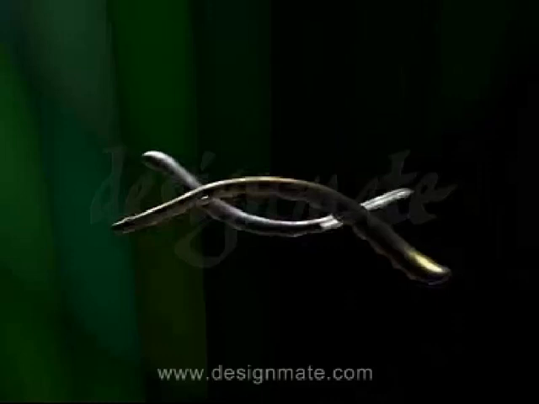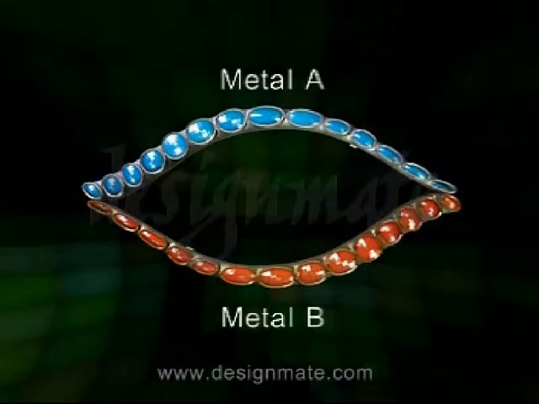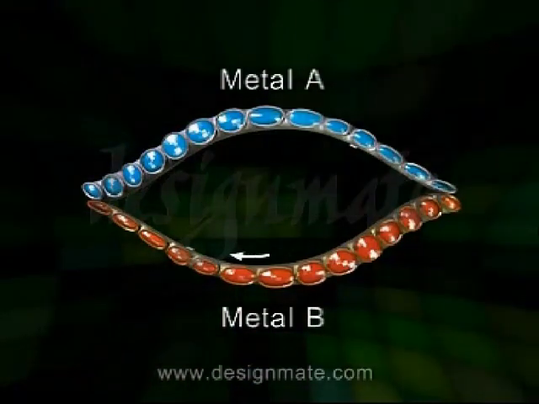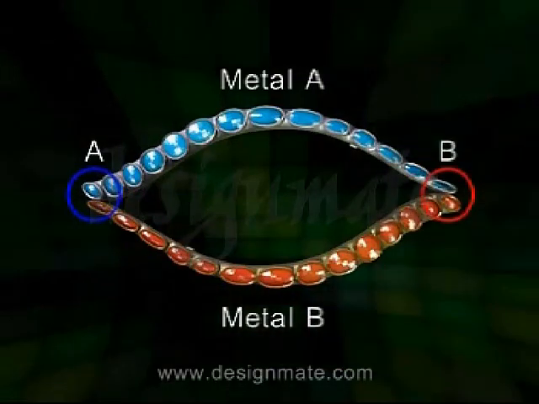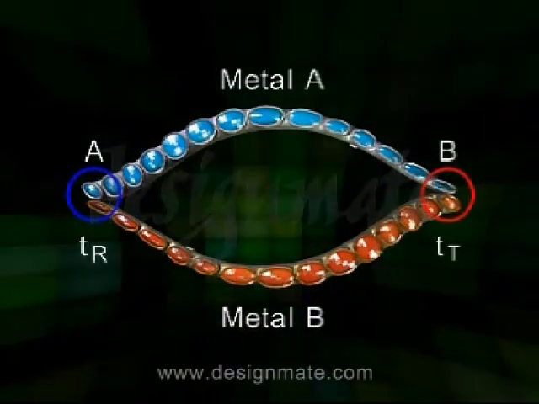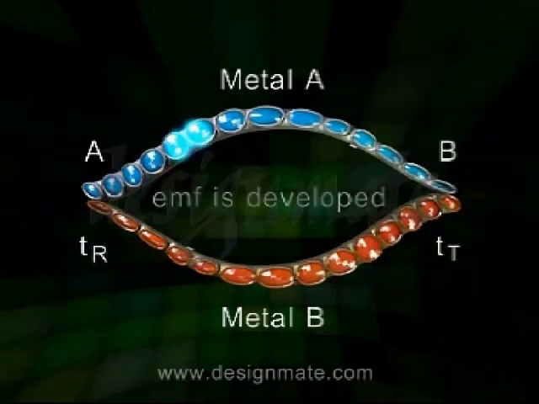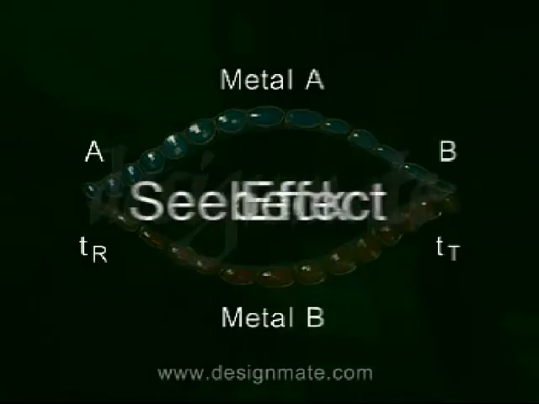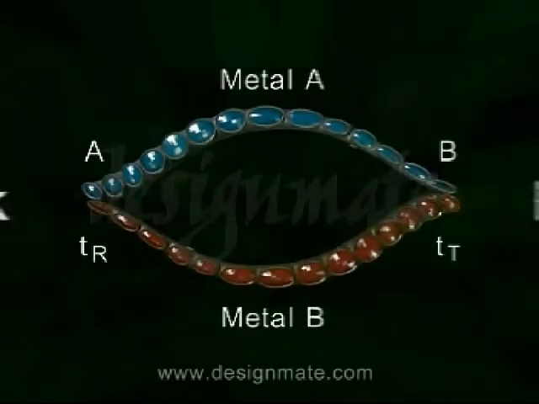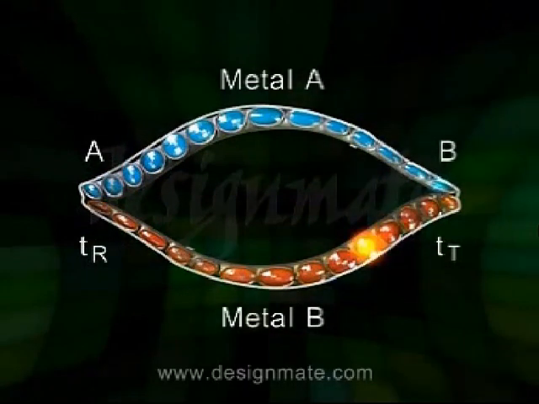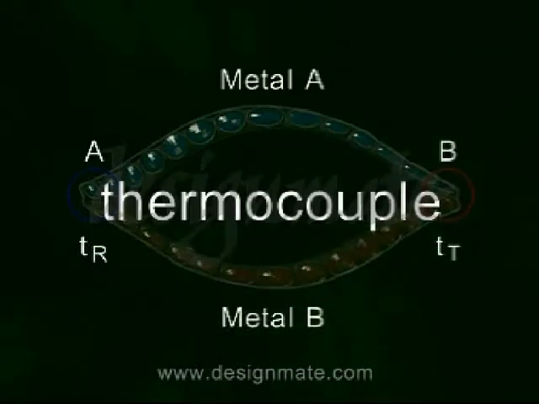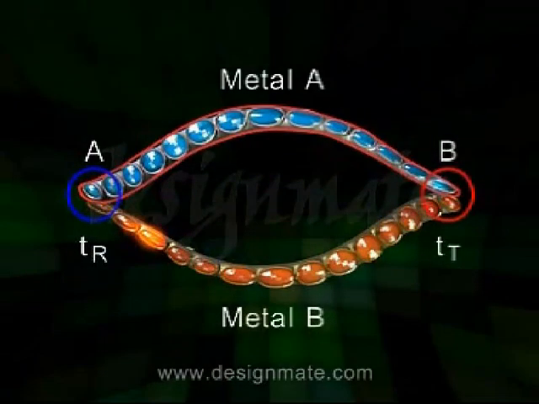If two appropriate dissimilar metals are joined at both their ends to form a circuit loop, and the two junctions are kept at different temperatures, then EMF is developed in the loop. This effect is called the Seebeck effect. The circuit formed by a pair of such junctions is called a thermocouple, and the metals forming the thermocouple are called the thermoelements.